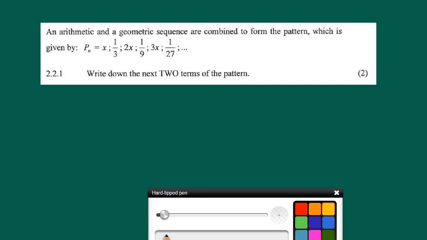Here you are given an arithmetic and a geometric sequence which were combined to form the pattern. Which means your pattern is made up of an arithmetic sequence and a geometric one. So you have to check which one is making up the arithmetic and which one is making up the geometric. If you check x, 2x and 3x, that is the arithmetic part. We'll just write arithmetic.